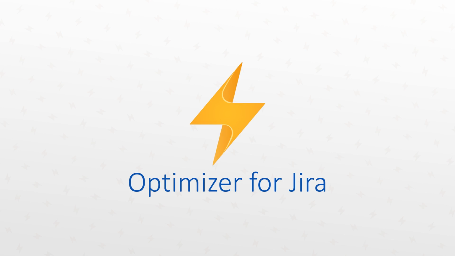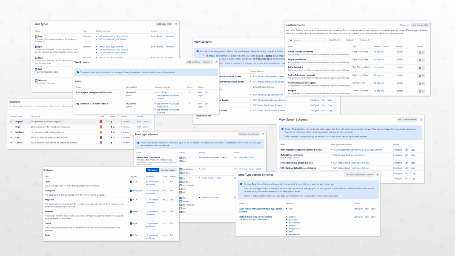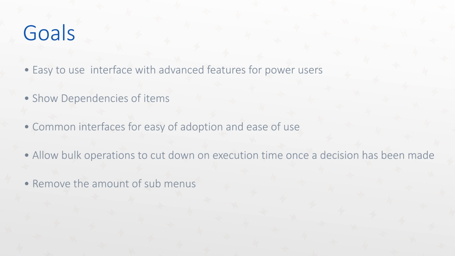I'm Jeff, and I'd like to introduce you to one of our admin tools called Optimizer for Jira. We first started developing this tool due to the amount of overhead and confusion which comes from using the native Jira configuration item interfaces. Initially, the goal was only to reduce the amount of submenus, to give dependency overviews, and to allow bulk operations, as these are the major pain points with the native interface. Simply put, we wanted to make it easy to see usages and to manage your items.